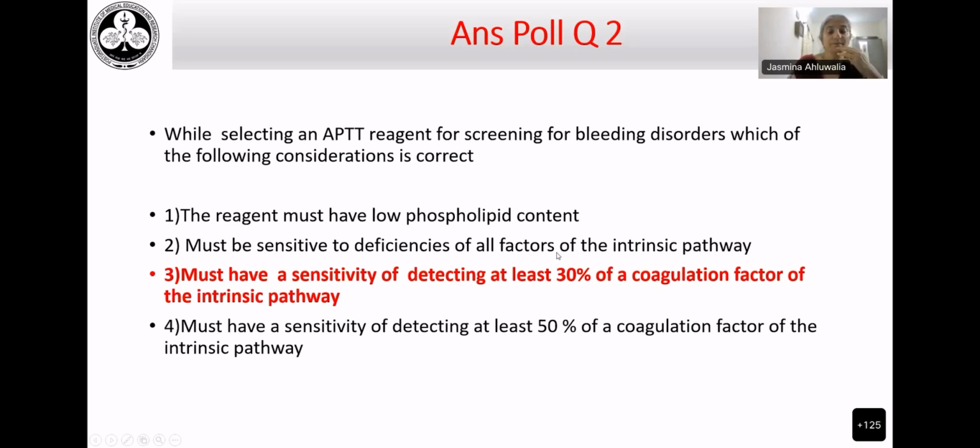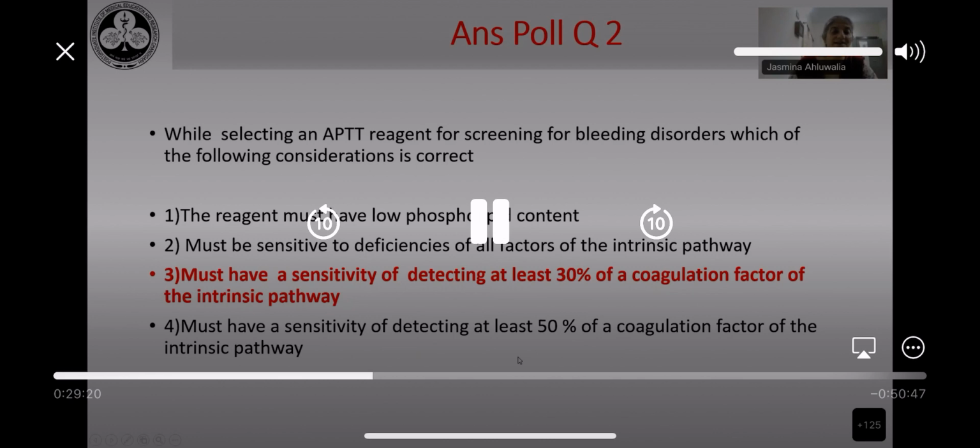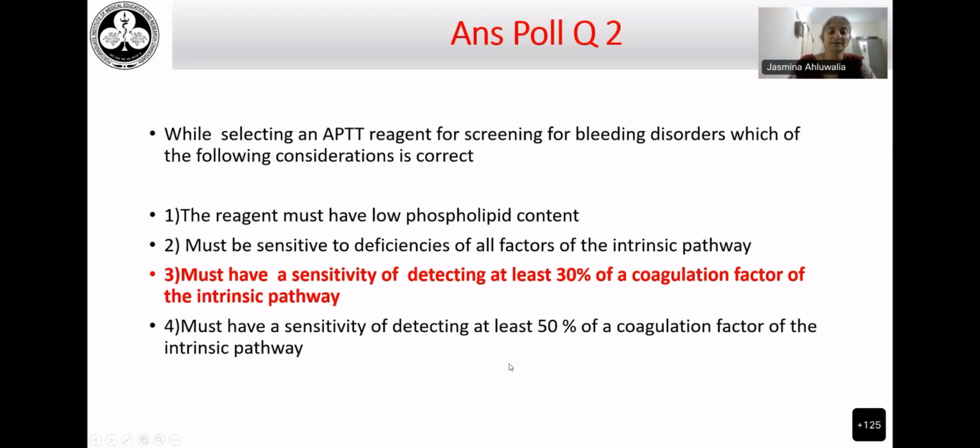Not really what we want, because we do not want to detect a factor 12 deficiency which doesn't cause a bleeding disorder. It causes an APTT prolongation, but not a bleeding disorder. So we don't need it to be sensitive to everything. And if it gets prolonged only if there's a 50% factor deficiency, then it is not good, because it will miss a number of our patients with bleeding disorders.